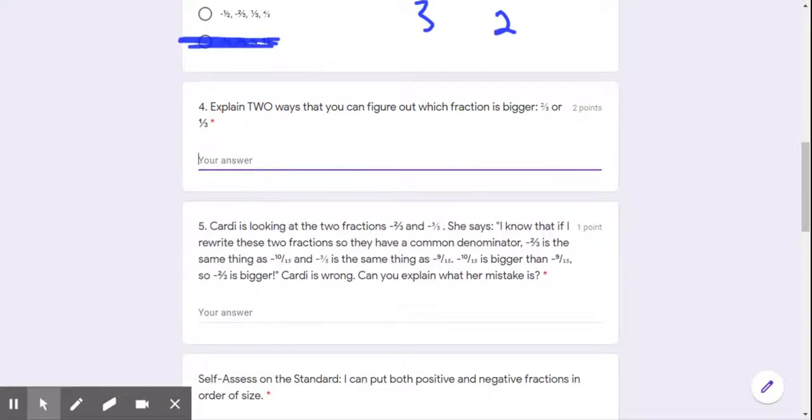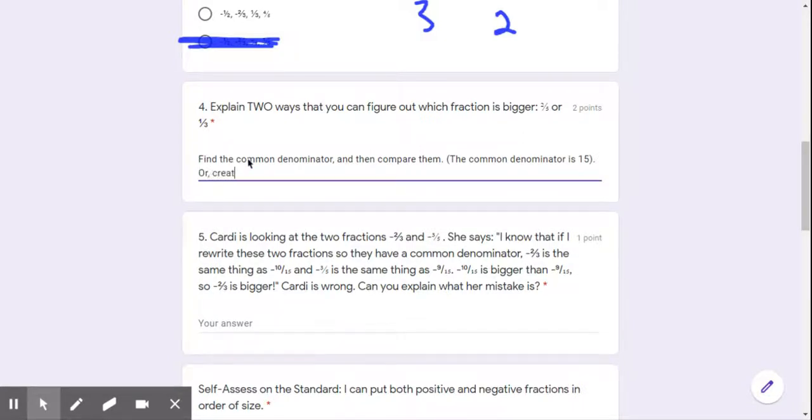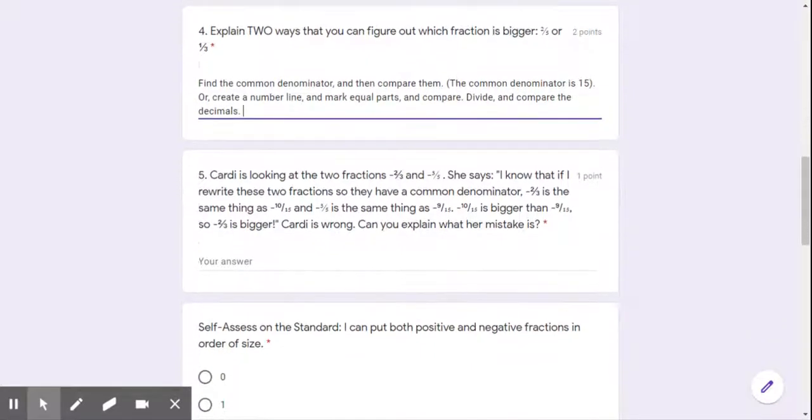All right, explain 2 ways you can figure out which fraction is bigger, 2/5 or 1/3. There were lots of really great ideas about this. The two most common ones are find a common denominator and then compare them. The common denominator is 15. Or create a number line and mark equal parts and compare. Those are two great strategies. There are others too, like you can divide and compare the decimals. Lots of different ways to do that.